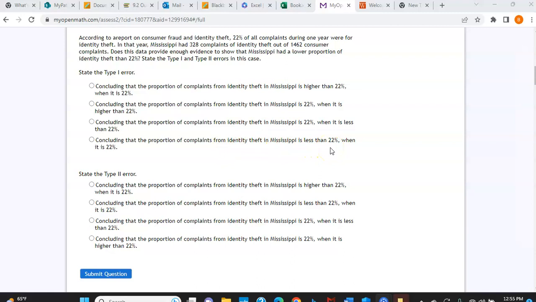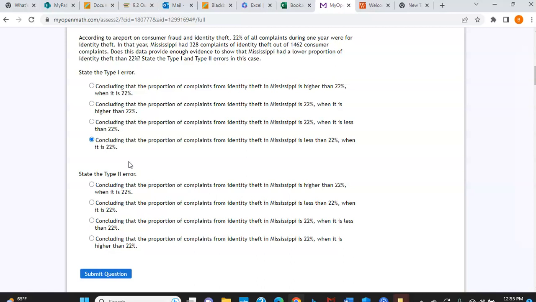But let's examine the wording here because we're assuming that the alternate hypothesis is true when in fact the null was actually true. So let's notice that we concluded the alternate hypothesis is true. It's less than 22%, but the null hypothesis is that it is 22%. So it is 22% that is actually true. So our type 1 error, we have concluded that the alternate hypothesis is true when in fact the null hypothesis was really true.